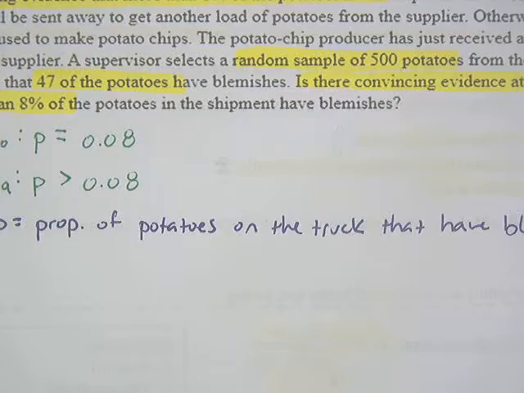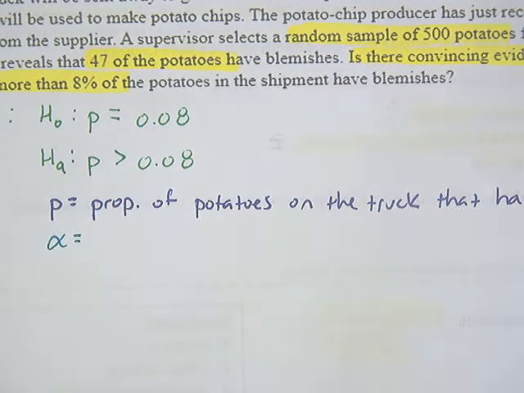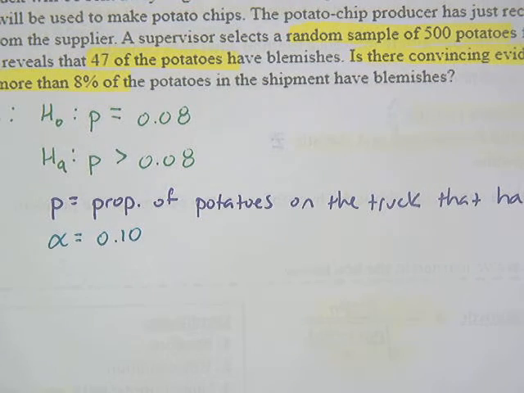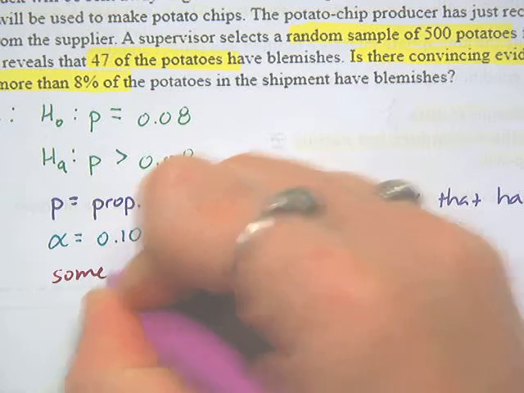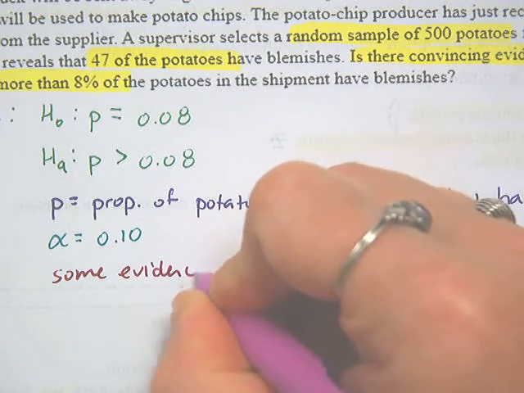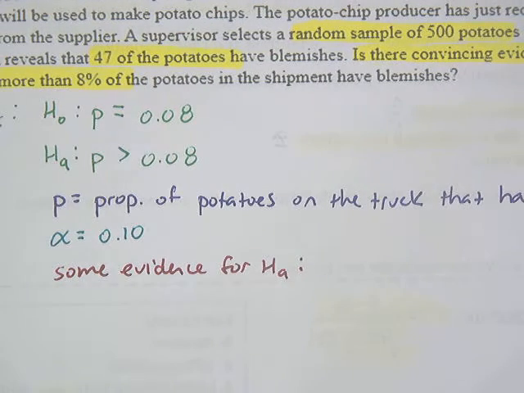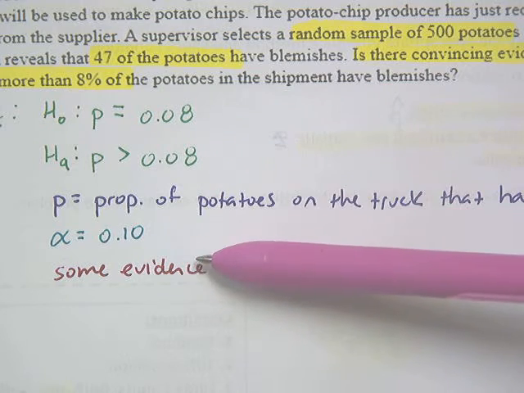Okay. Then you need to state the significance level, which they give you right up there in the paragraph. Alpha is 0.1. And then lastly, you need to tell me what evidence we have so far. It's called some evidence for the alternative. I've got a little bit of evidence here that more than 8% of the potatoes on this truck have blemishes. That little bit of evidence comes from the sample.